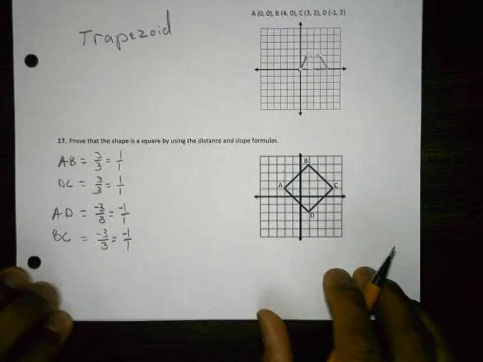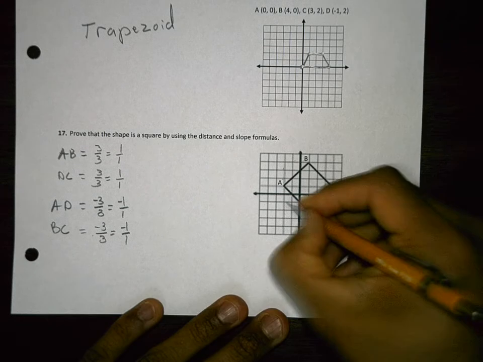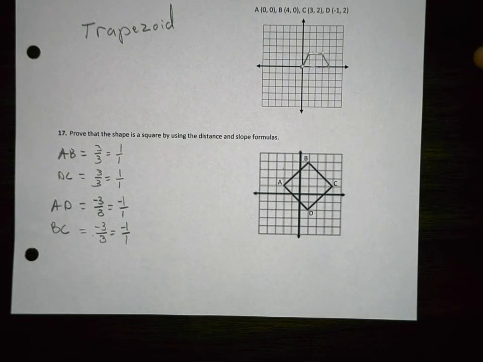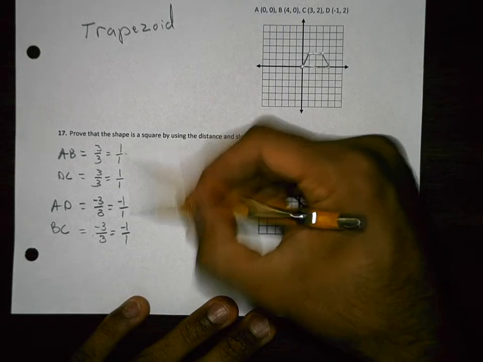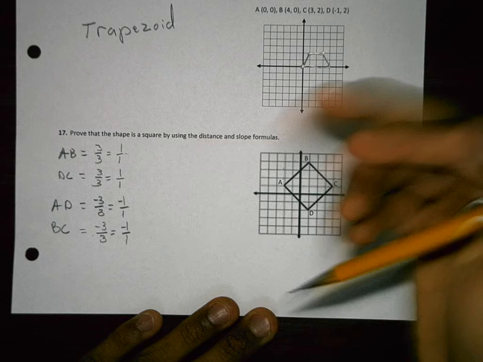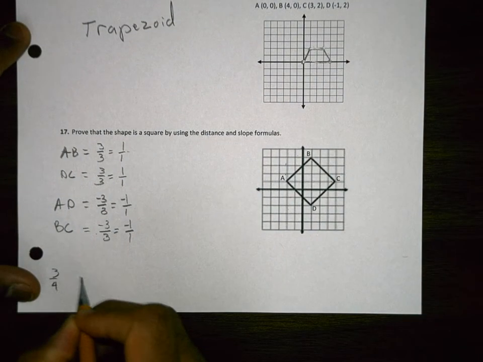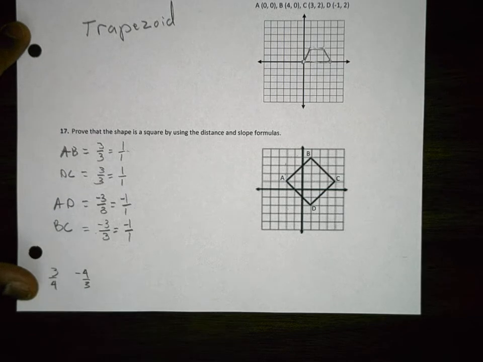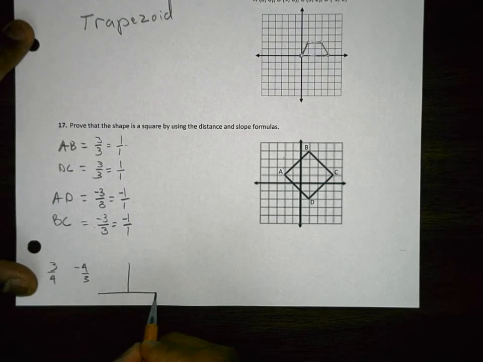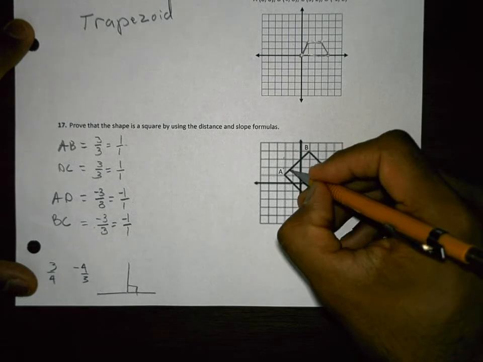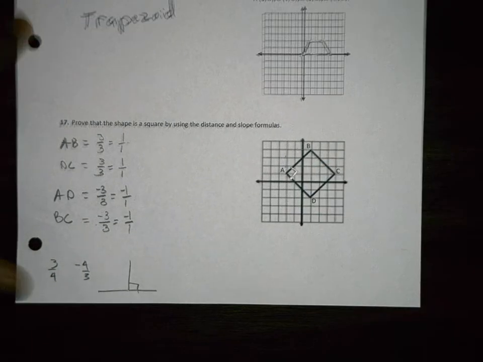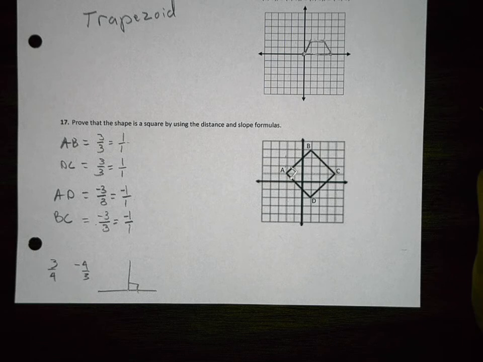Okay, so the significance here is the opposite sides have the same slope, so they are parallel, meaning it is a parallelogram. Now the fact that the slopes are opposite reciprocals, meaning that they're flipped upside down. Now these are all ones, but if I had 3/4 and negative 4/3, those would be perpendicular lines, meaning they cross at a 90-degree angle. So that means these angles right here are 90 degrees. Okay, so that means it is at least a rectangle at this point.